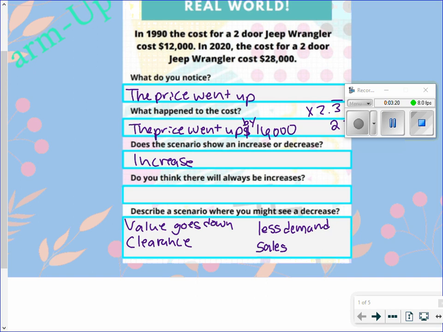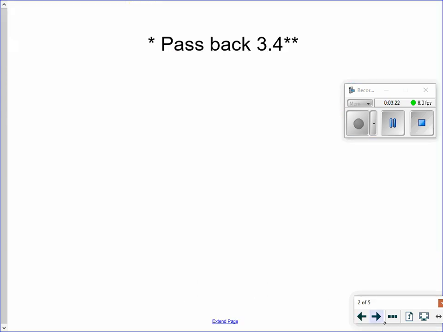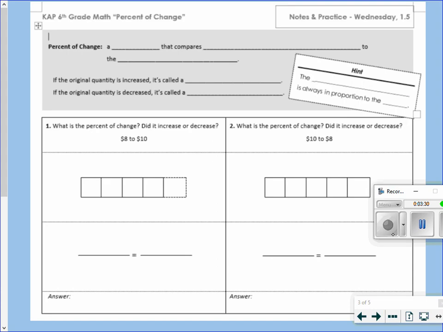So this is going to lead us into our lesson today about percent of change. I'm going to pass back y'all's finals real quick, so we're going to take a pause. If you were absent, please talk to your teacher about this and that. All right, here we go.